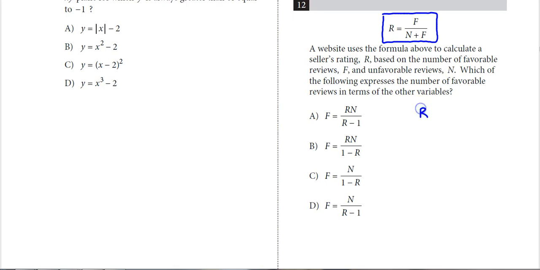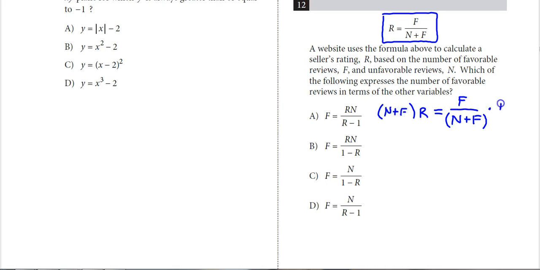We have R equals F over N plus F. And to clear that fraction, I'm going to multiply this expression by the other side. So I'm going to times that over here by N plus F.